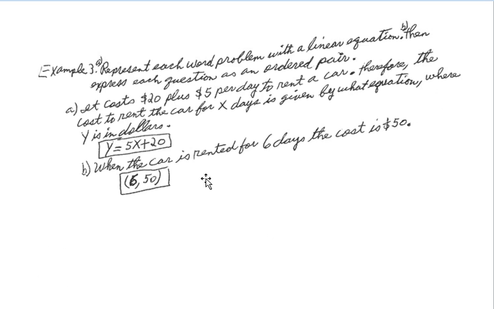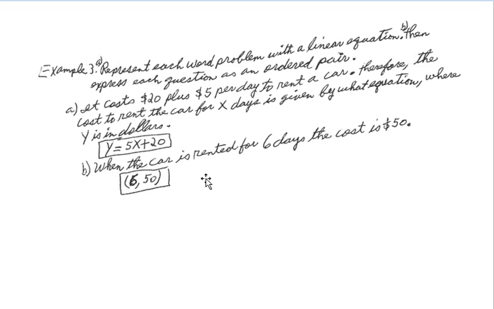Okay. Example 3. Part A. Represent each word problem with a linear equation. B. Then express each equation as an ordered pair. Part A. Answer to Part A. The problem first and then the answer.